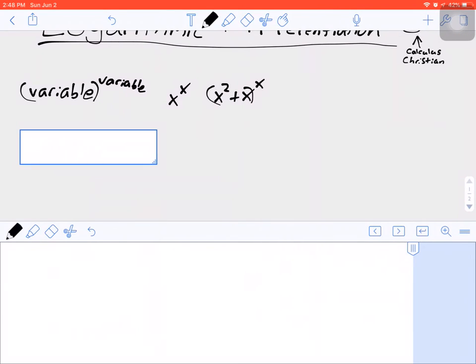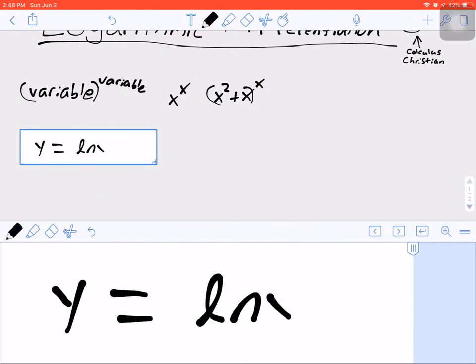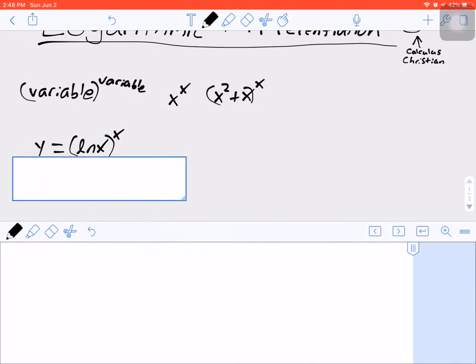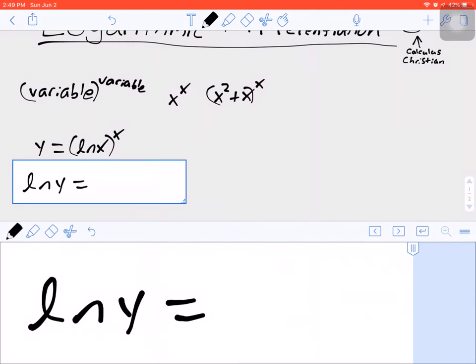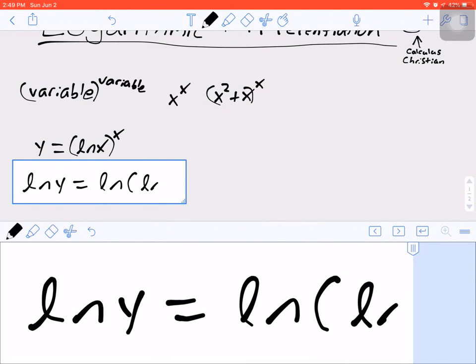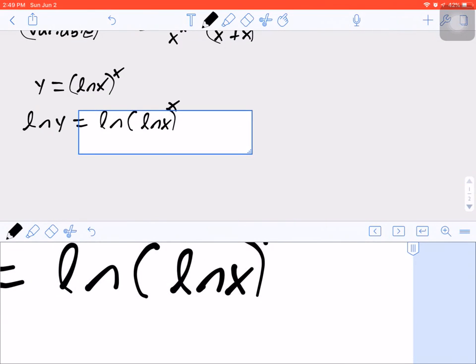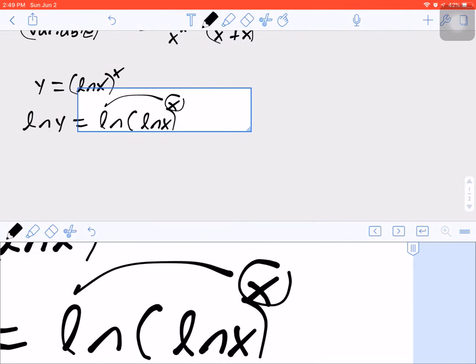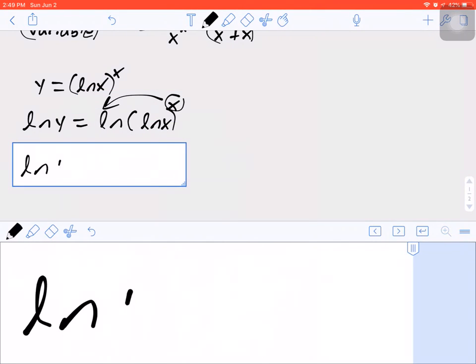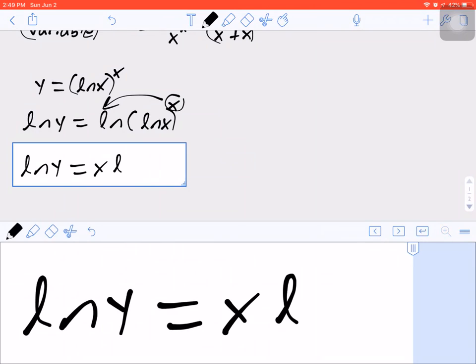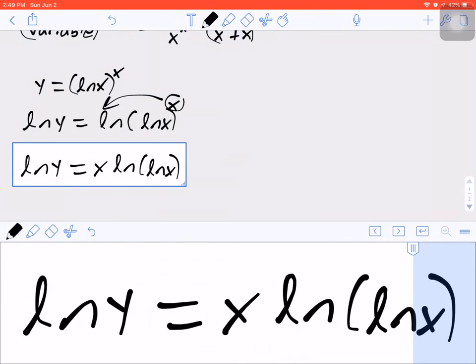So, for example, if we want to take the derivative of y equals x to the x power, our first step in this derivative would be putting a logarithm on either side. So, ln of y equals the ln of x to the x power. And then we would want to bring this x down. This x got to go down over there. So ln of y equals x times ln of x.